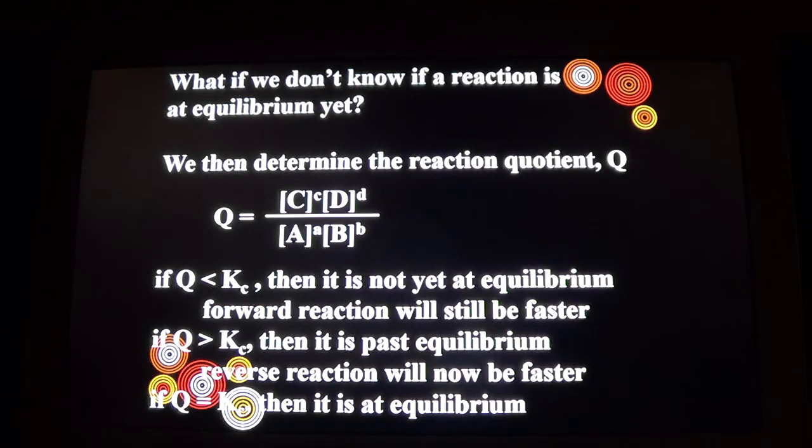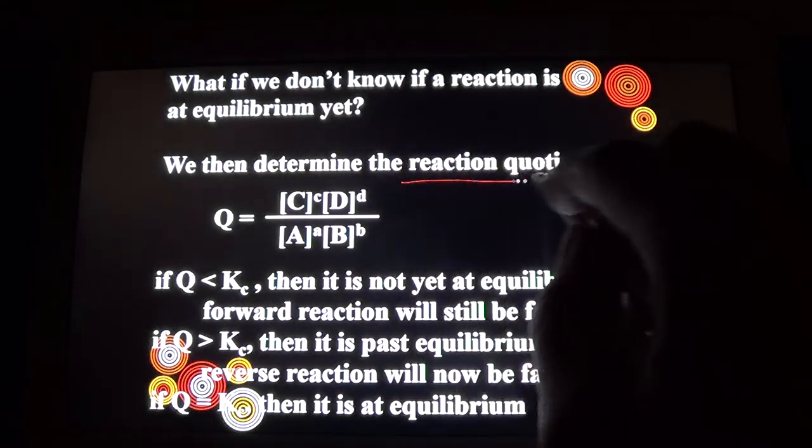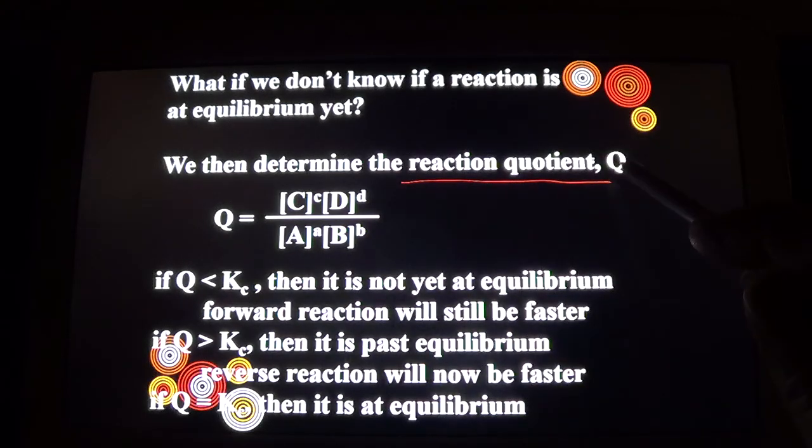Now, what if I do? What if I have equal amounts of products and reactants? Does that mean I'm at equilibrium? Well, that brings us to this idea that I want to start with today called a reaction quotient, which we symbolize with Q for quotient. Get the idea? Now, quotient would imply some math going on.